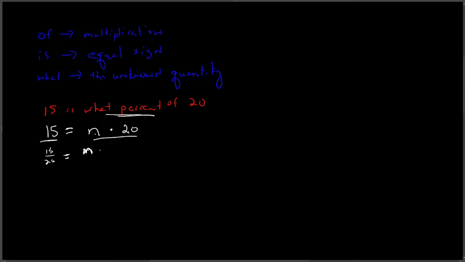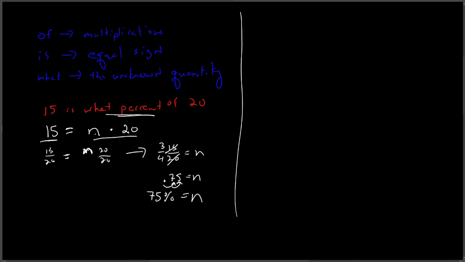And 20 over 20, that will give us 15 twentieths equals n. And we'll simplify this. Both are divisible by 5, which is 3/4. And if we do the division, that's 0.75. But if we write that as a percentage, we'll move the decimal place to the right twice, and that's 75%. And so 15 is 75% of 20.